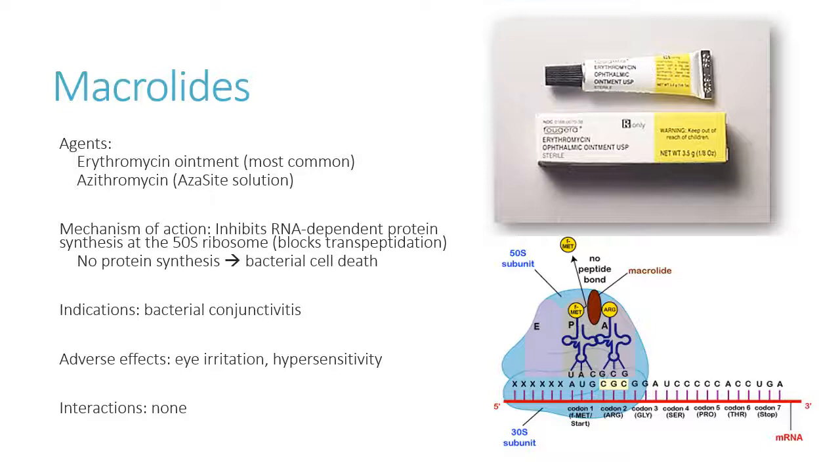Now, the most common one you're going to find, from a macrolide standpoint, is going to be erythromycin. Azithromycin also has formulations available as well. However, erythromycin is a lot cheaper. It's a lot more widely available. Comes as an ointment. Very easy to use, and a lot of people use this pretty frequently.